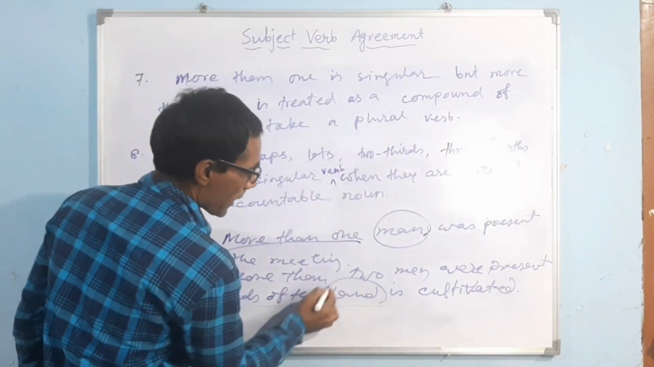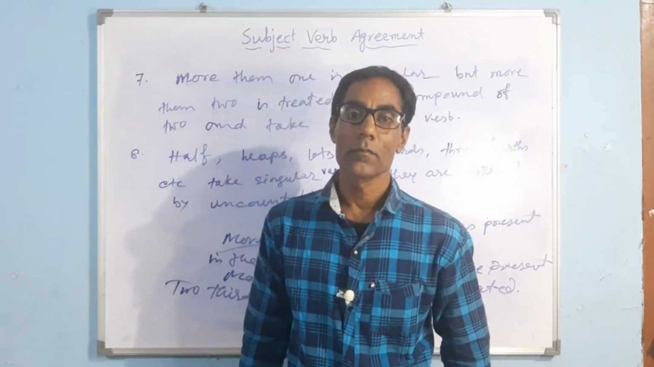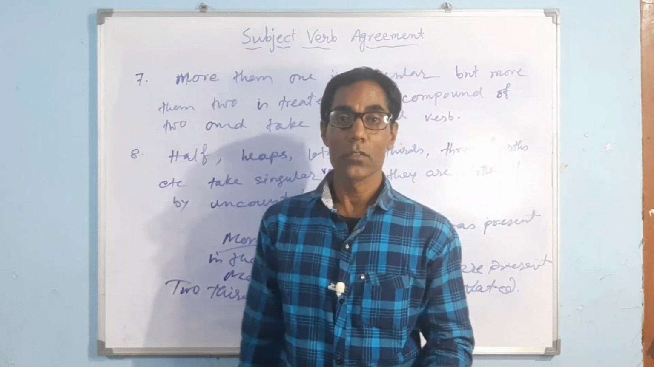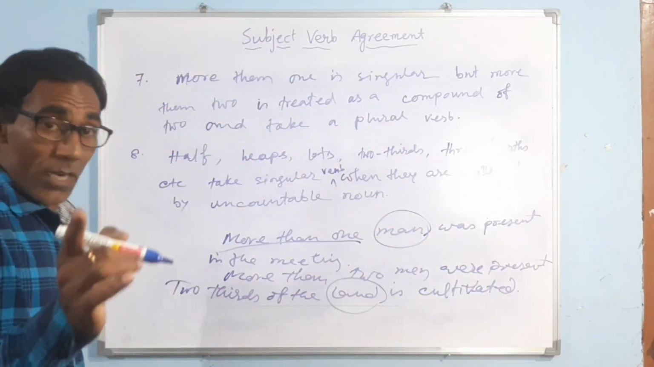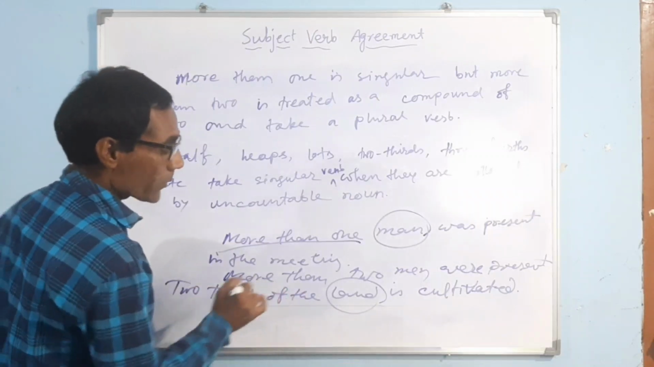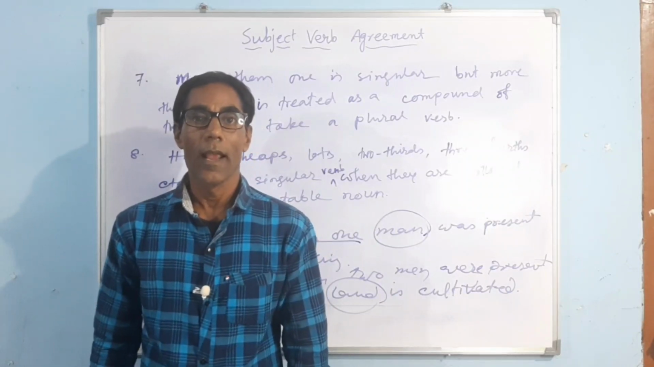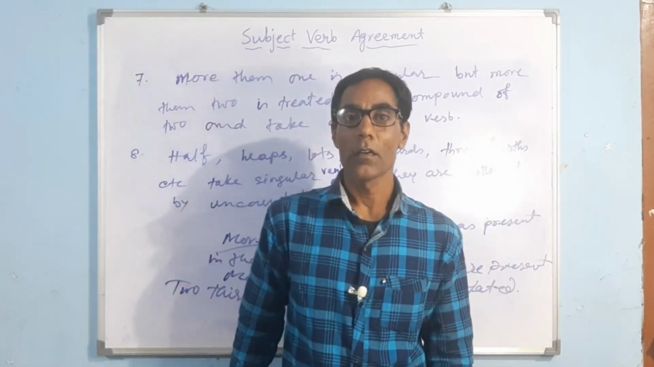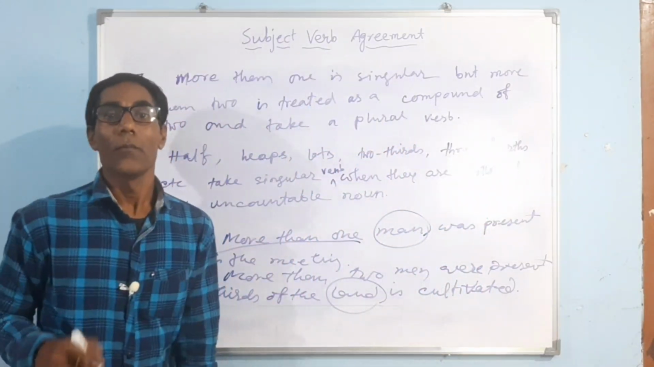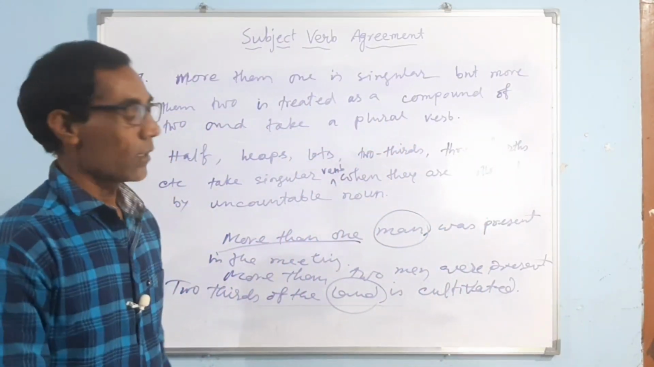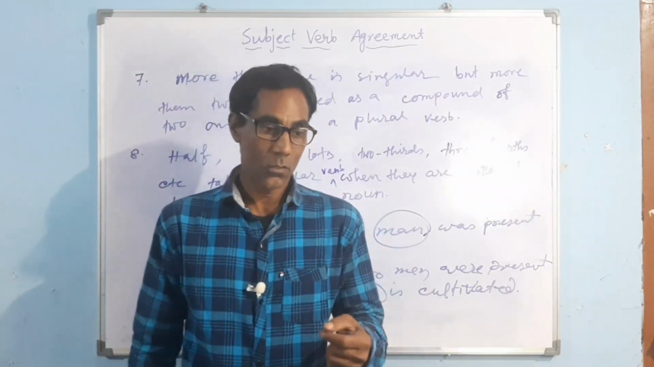Two-thirds of the land is uncountable. 2/3 of the sugar is finished, is sugar uncountable. Similarly, 2/3 of the men in the meeting were creating a lot of disturbance. So, were or are, because men is countable, plural. So, therefore, also half, heaps, lots, 3/4, 2/3, whatever.